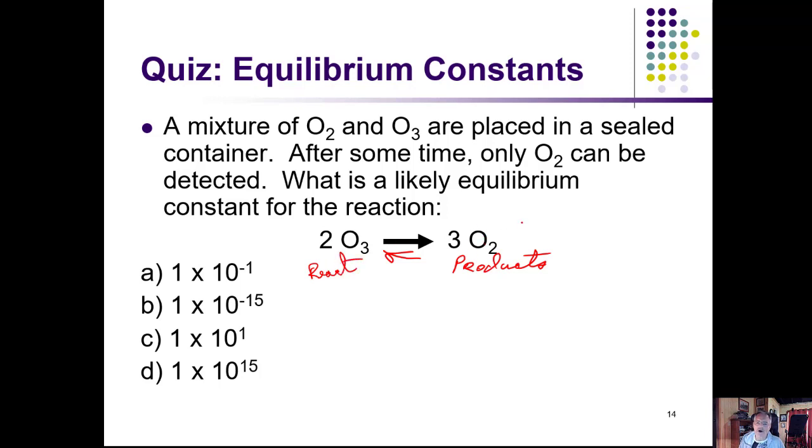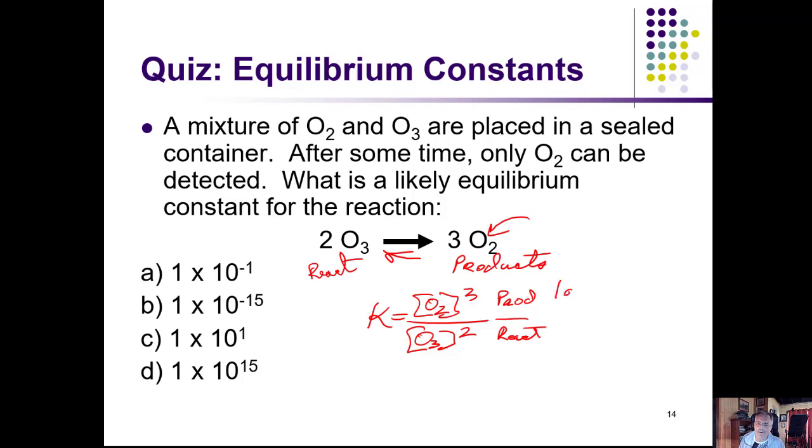And O2, the only thing you can detect are products. And remember, this would be the concentration of O2 to the third power divided by O3 to the second power. So products over reactants. And I can't detect any of my reactant. All I can detect is product.